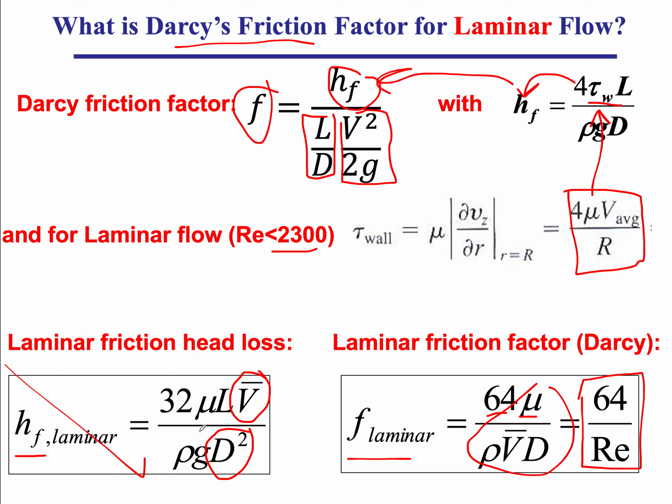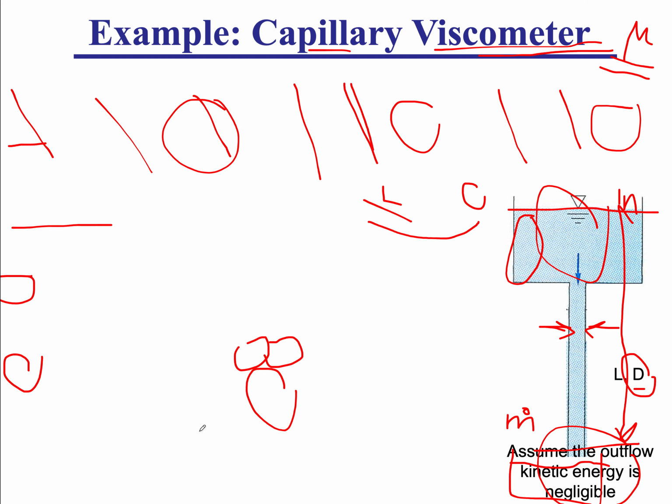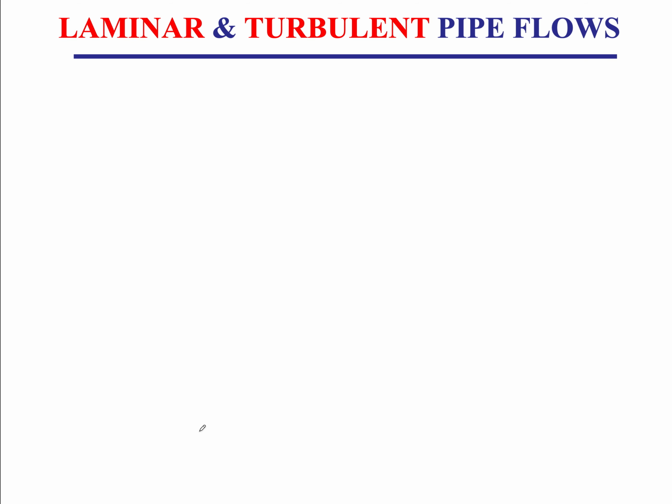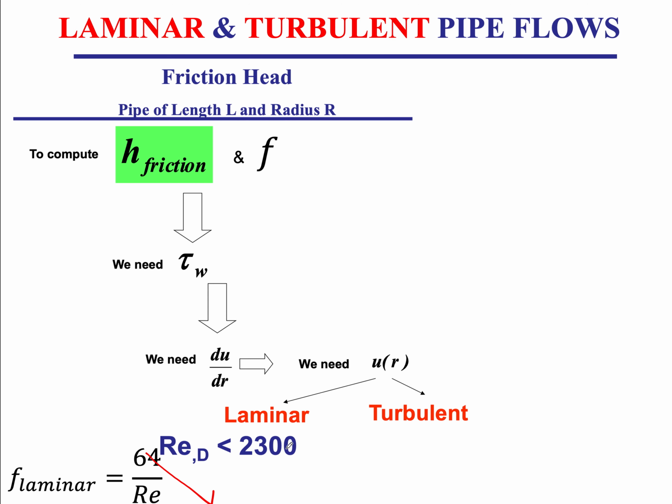Okay, so this is perfect as long as our Reynolds number is less than 2,300. But now, what if my Reynolds number is larger than 2,300? So that's my flow is turbulent. Well, if my Reynolds number is larger than 2,300, then for me to be able to get the friction head loss, I really need to know what the velocity distribution is. So we need to find the velocity distribution for a turbulent flow.